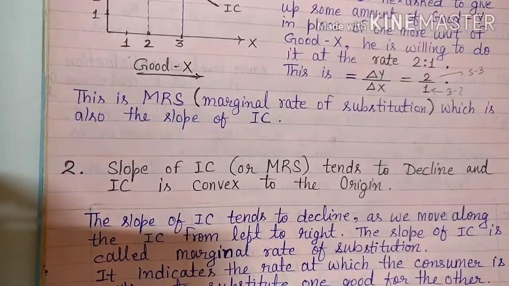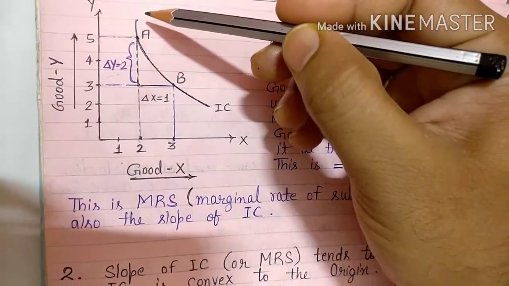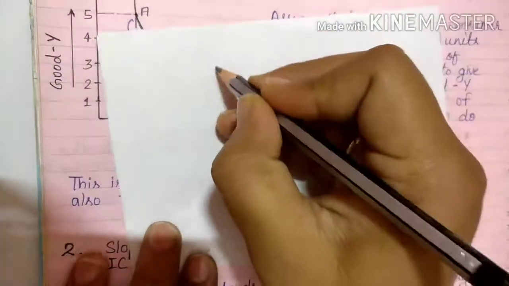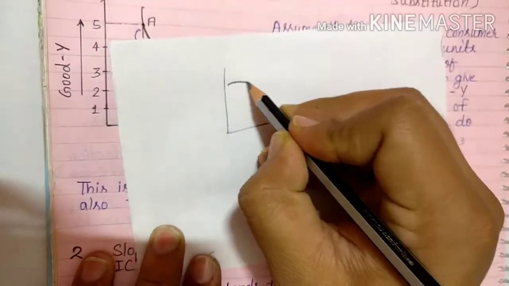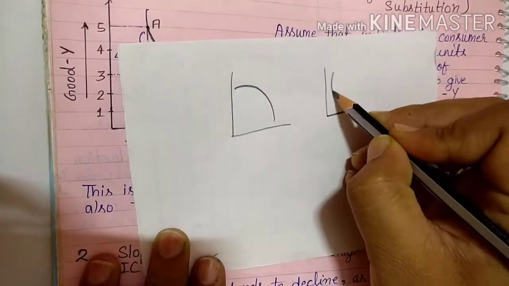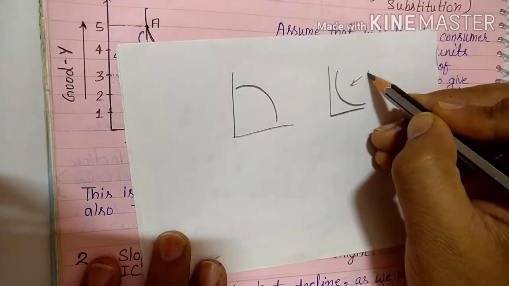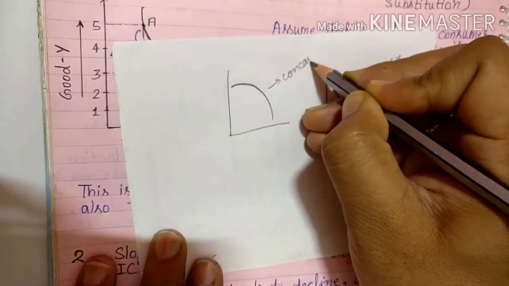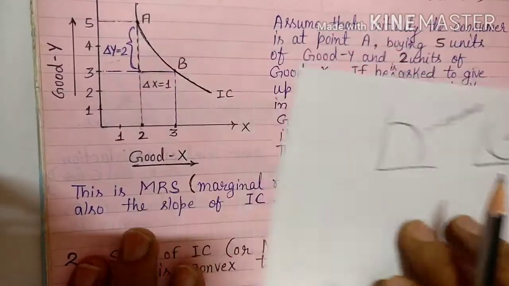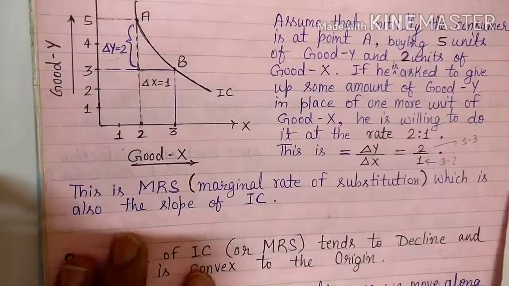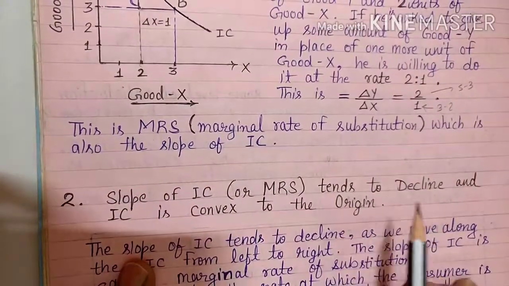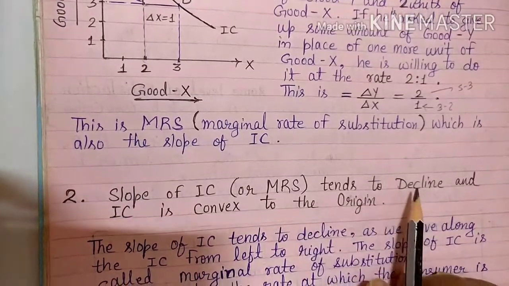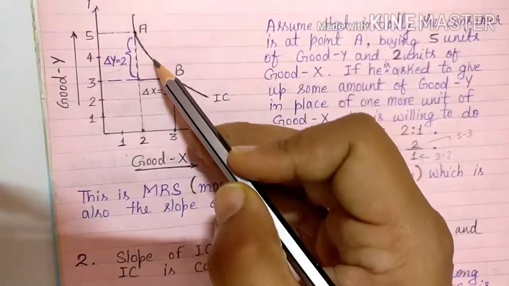Now it's saying that, as you can see here, this slope is what? Convex. This is concave, and this is what? Convex. This is convex, and this is what? Concave. So if you check the slope of IC, it is like this, na? Convex. So what they are saying, the slope of IC is convex. And second is what? The slope of IC, or you can say MRS, tends to decline. It is decreasing. See, it's going down only.